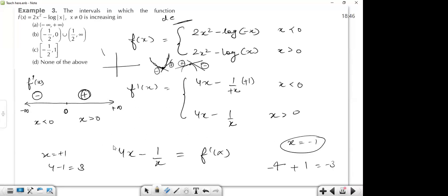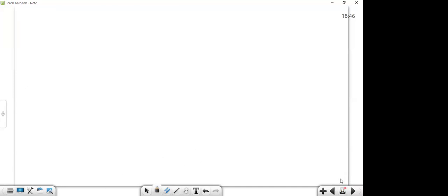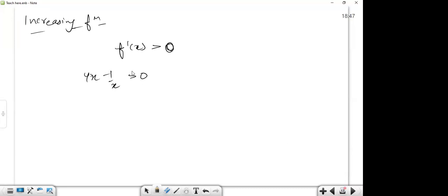So earlier, what we were finding was f dash of x. For an increasing function, we were discussing that f dash of x should be positive. So 4x minus 1 by x should be greater than 0, and we cannot take the equality, because for x equals 0, the function is not defined.